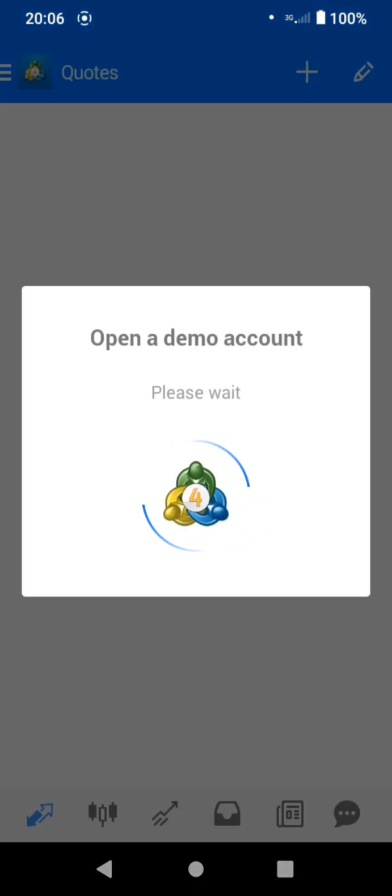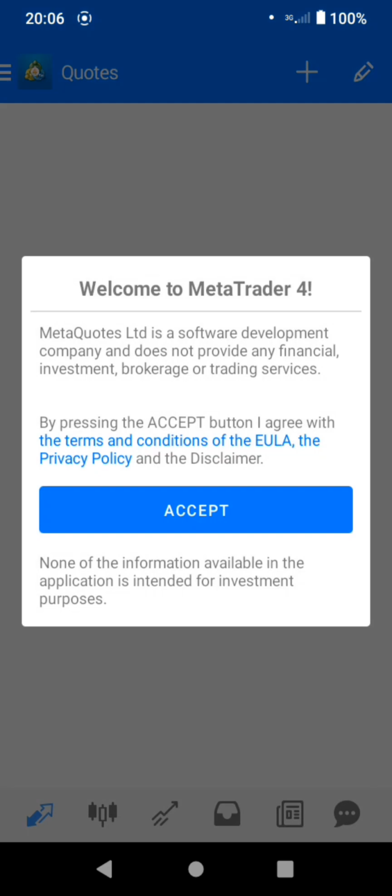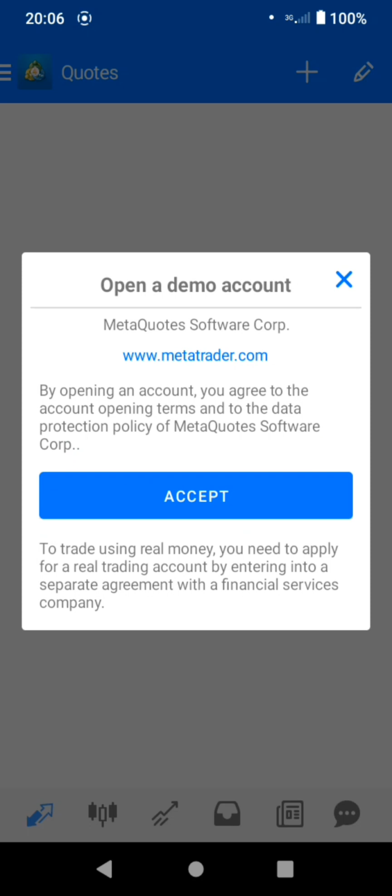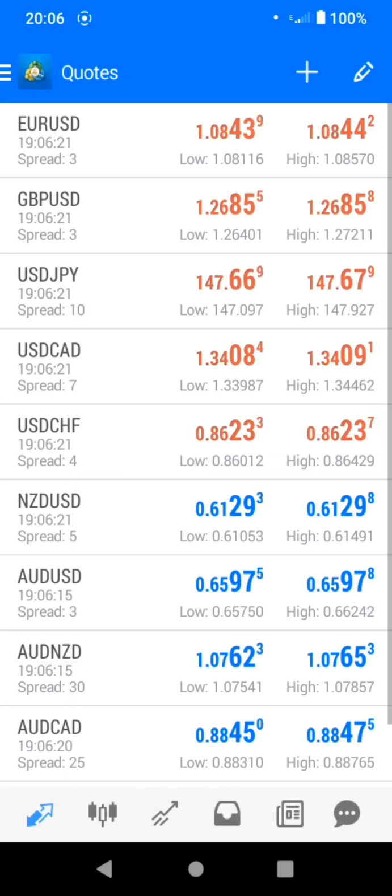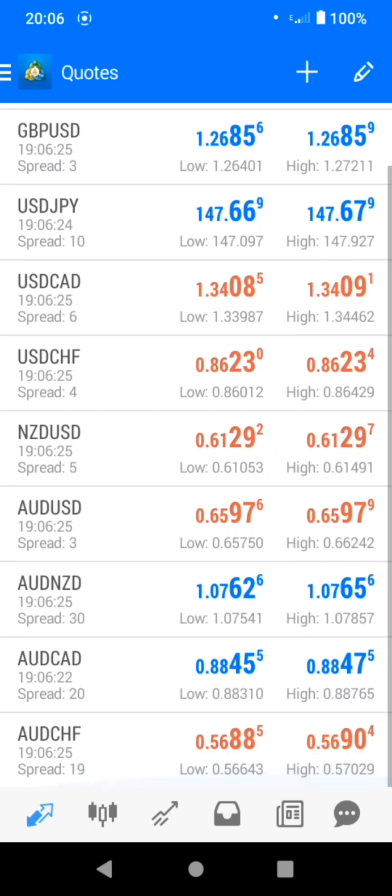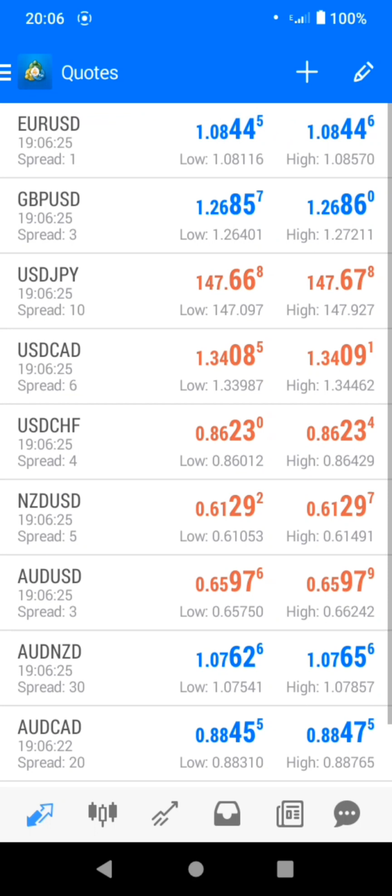Then it's going to say open a demo account. You just have to accept this. Tap accept, it's loading, and it's going to take you to this particular page. When you first open, this is basically what you're going to see. This is a brand new account you have just downloaded.